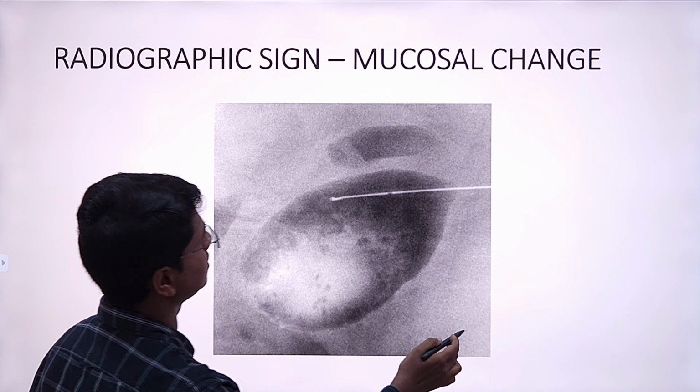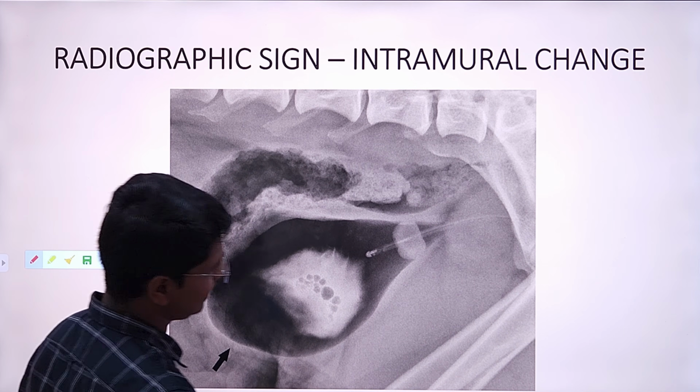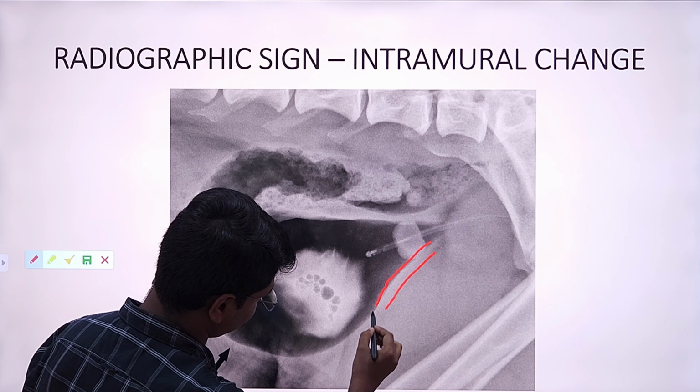Let me show you the next picture. The next change is intramural change, when the bladder wall is thickened. Can you see here? See the bladder wall, it is thickened.